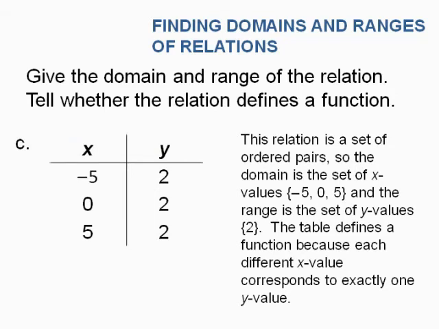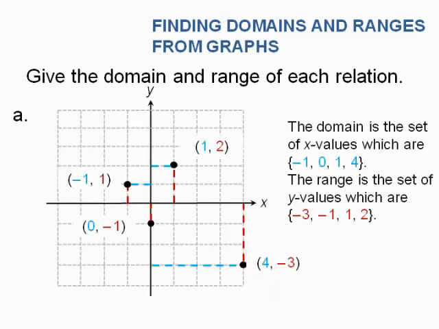And here's just another way to pull your chains. This relation is a set of ordered pairs, so the domain is the set of x values, -5, 0, 5, the y's are 2, it's a function.